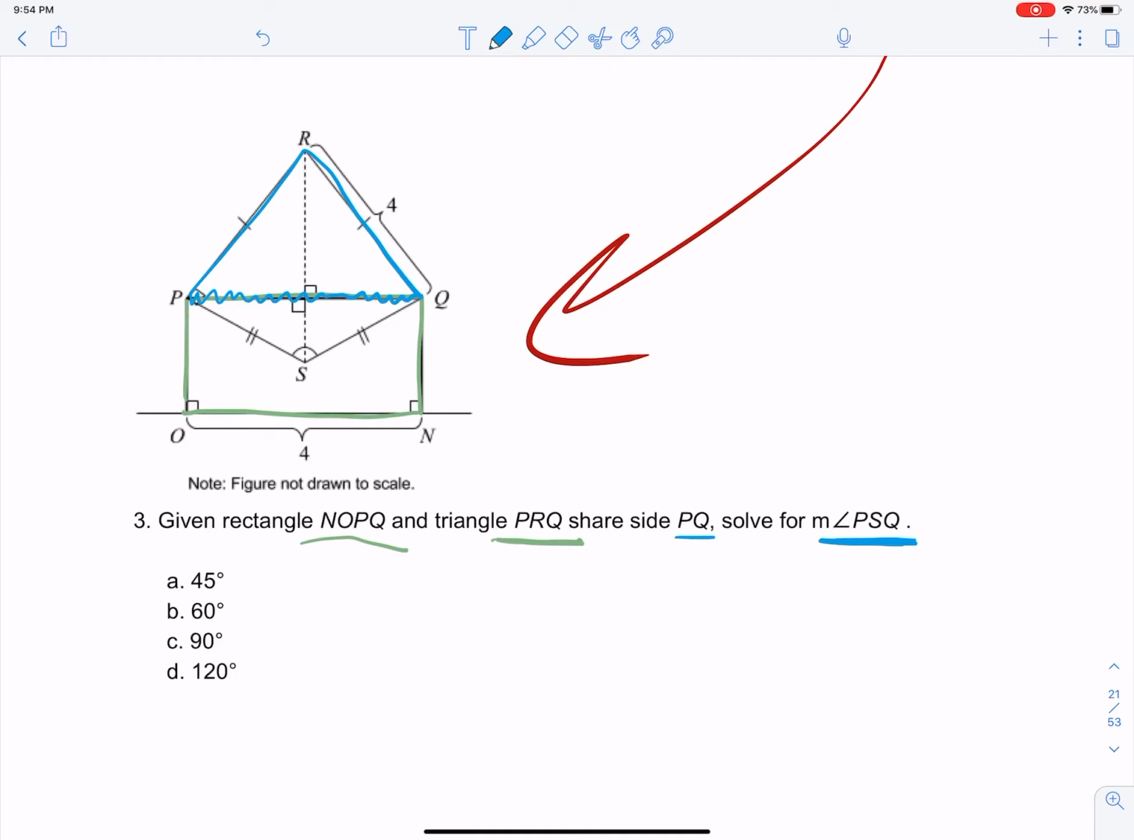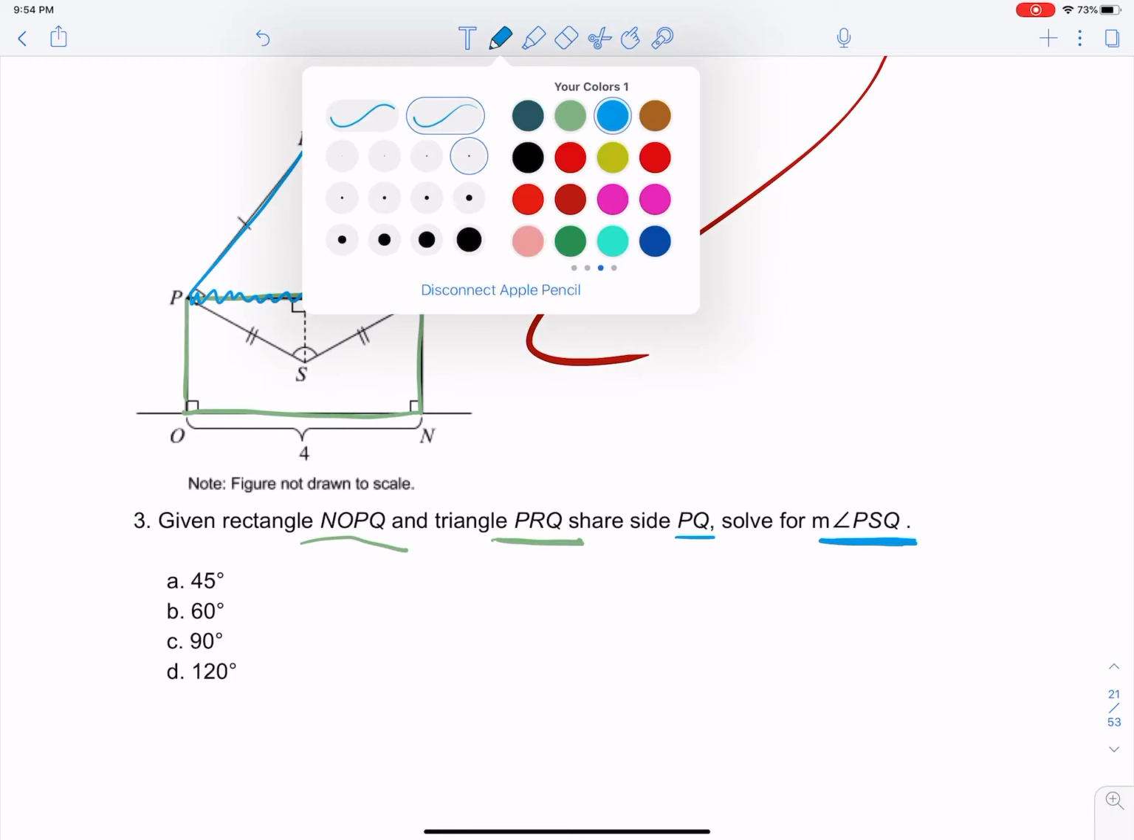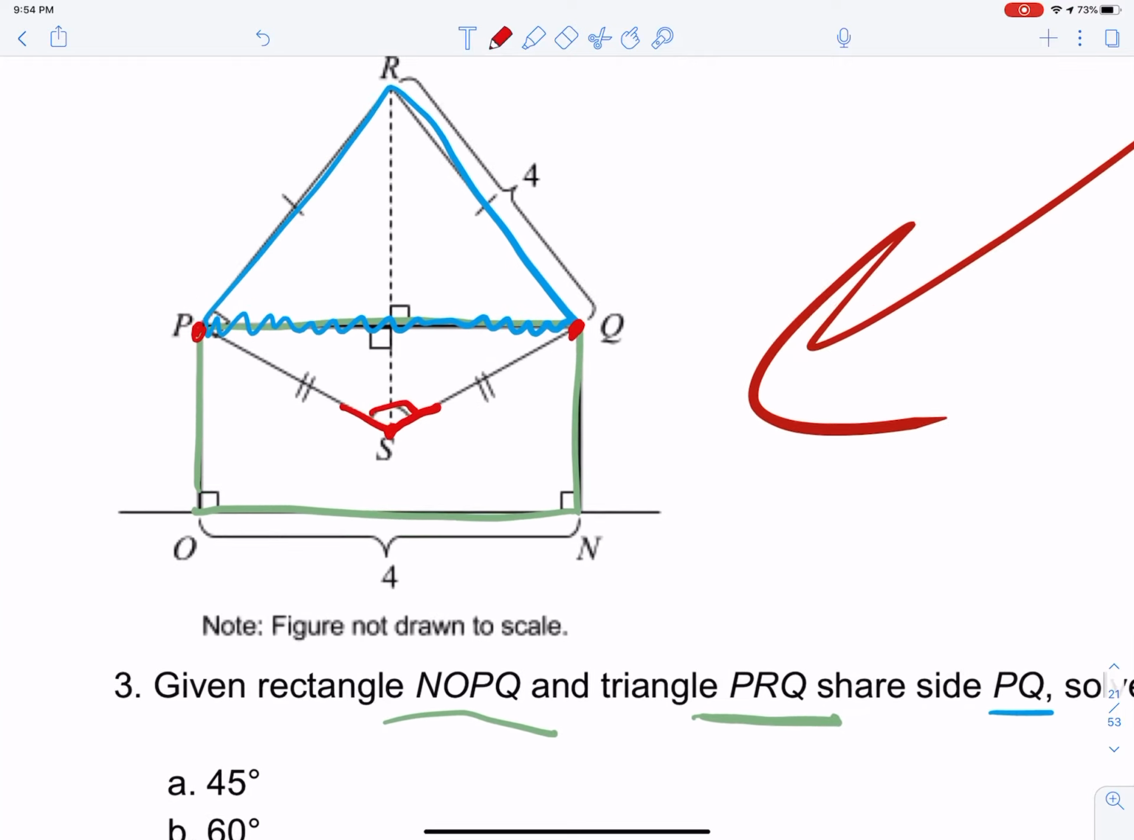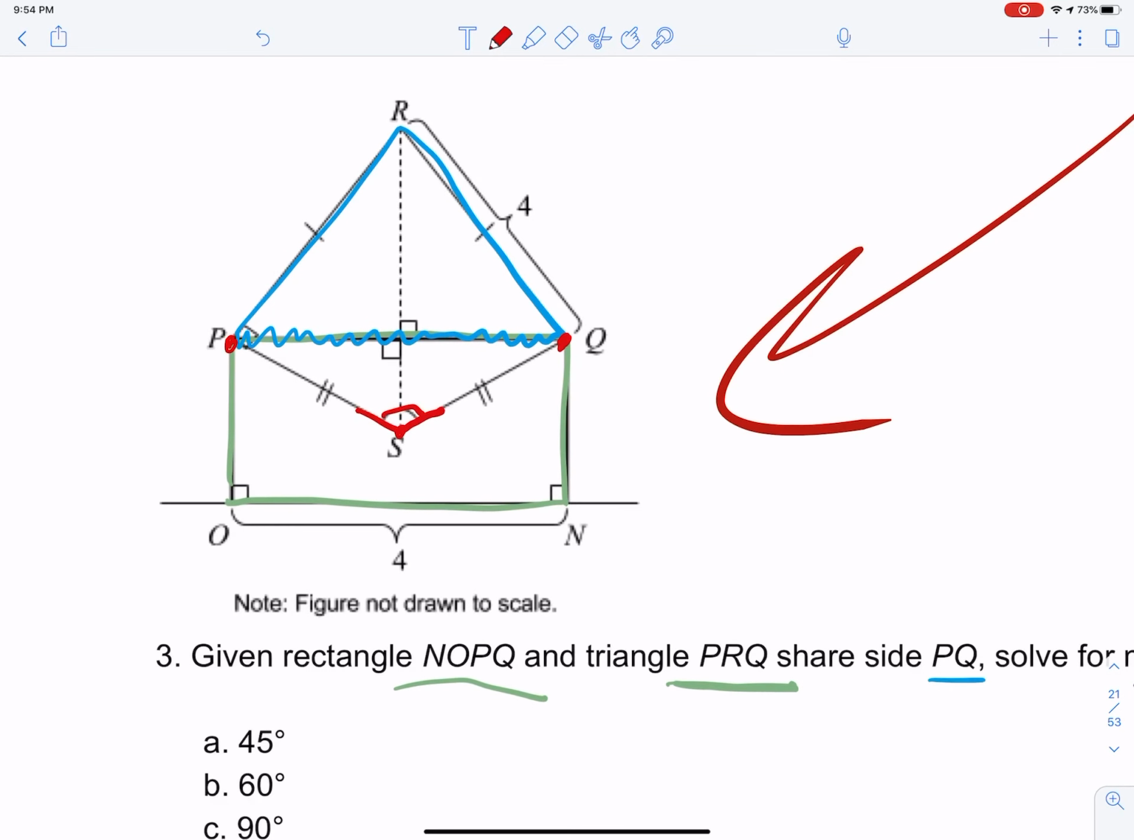Okay, so PSQ, that is right here. So we'll just mark it here. So start at P, go to S, go to Q. So it's this angle that we're looking for. All right, now I'm going to zoom in for this one because it's necessary, all right? So here's the deal. There's a little hint for this question that is almost hidden, okay?